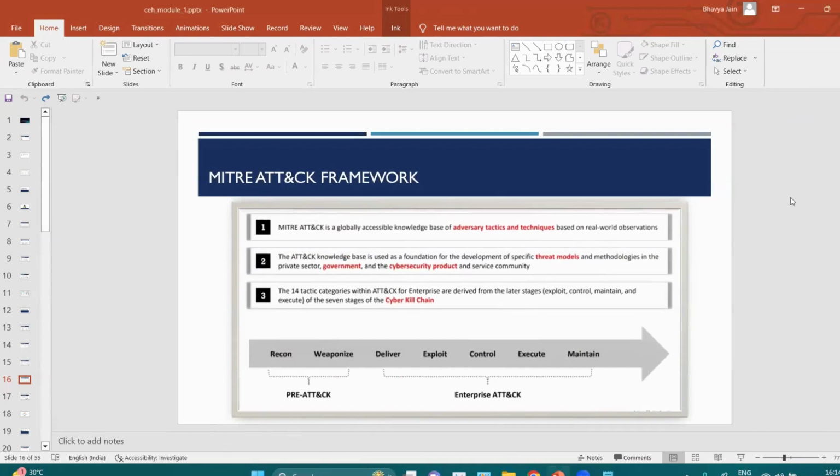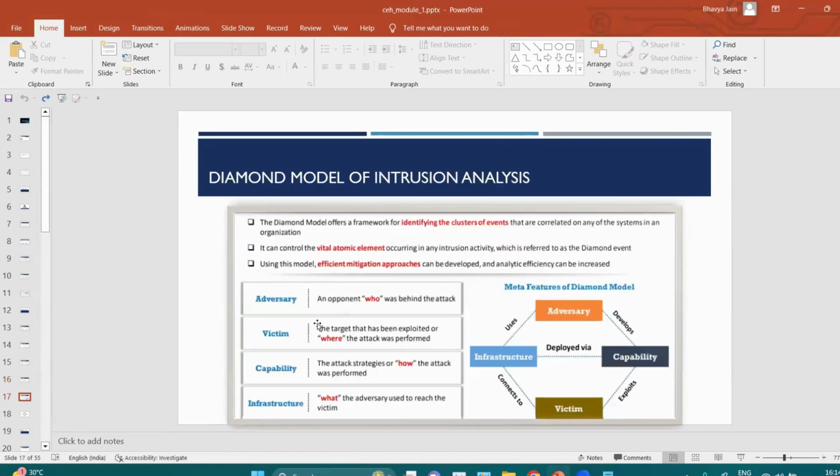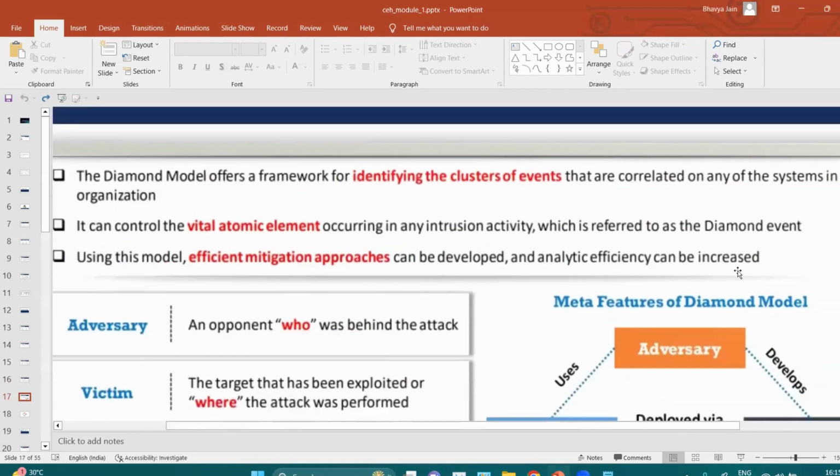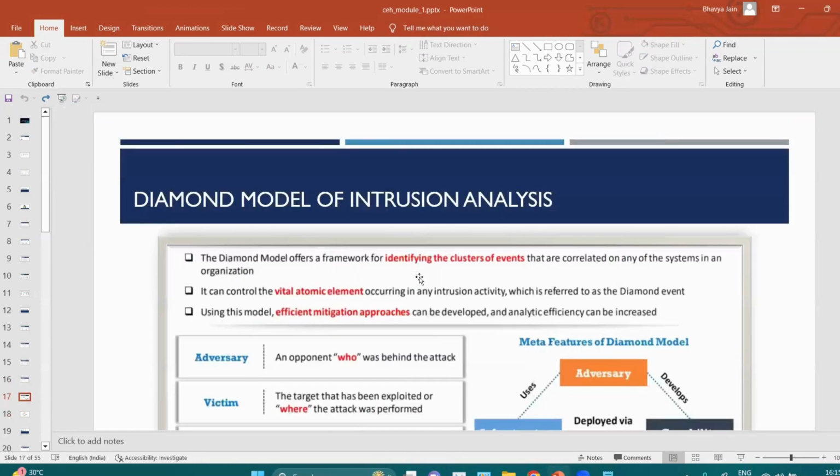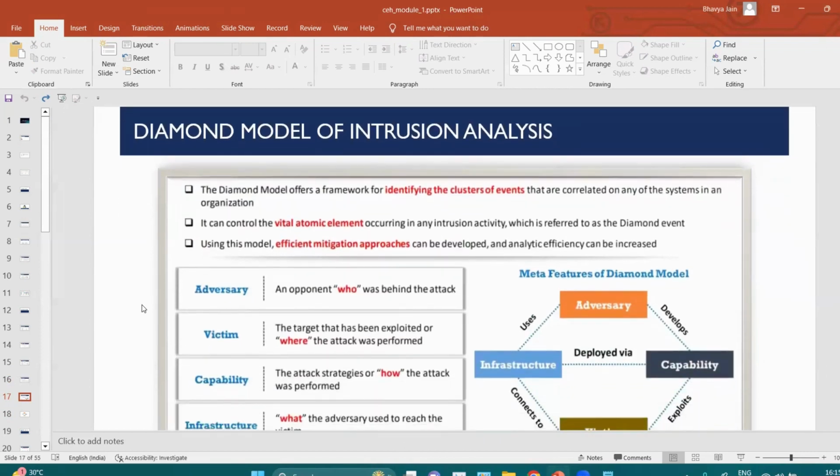Yes. Okay. Then we have the diamond model of intrusion analysis. So it is a kind of model which we can apply in a company to analyze an attack. Okay, to analyze or, we can say, to investigate any particular incident. That is known as the diamond model of intrusion analysis. So it is a kind of framework which we can apply in companies for identifying the clusters of events that are correlated on any system in an organization. So the diamond model is something which we can apply after the attack.